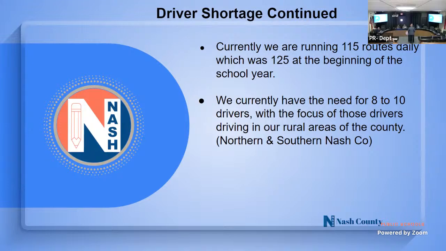Currently, we are running 115 routes daily, which was 125 towards the beginning of the school year. So that's 115 buses on the road daily. With those 115 buses, please keep in mind that some of those buses are driving multiple routes for different tiers of school. Some are doing high school, elementary, and middle. Some are just doing high school and elementary. Some are doing middle and non-traditional, which is your Tar River, City High, and Early College. We currently have the need for 8 to 10 drivers, with the focus of those drivers driving in rural areas of our county, the northern and southern ends of Nash County being two of the major concerns.